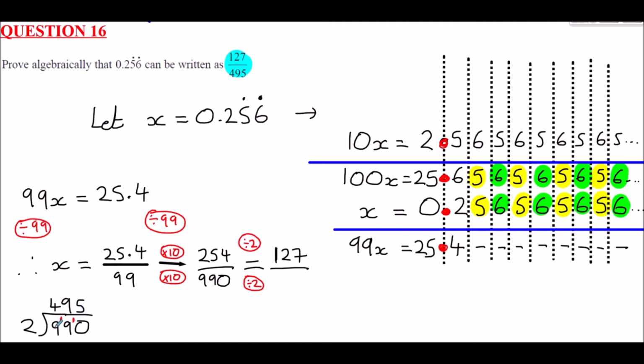So in other words, half of 990 is 495, and if you now look, this is what we wanted to prove all along. So x, which we defined as being this, is one and the same as 127 over 495. So we've proved it algebraically with this infinite cancelling trick here. So that's the final answer, and we're done with question 16.